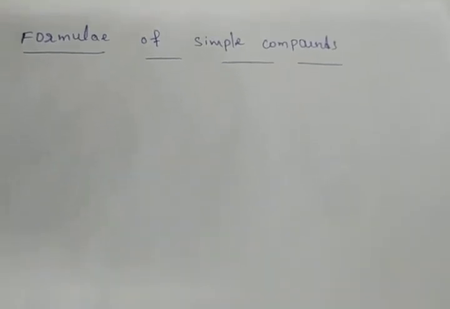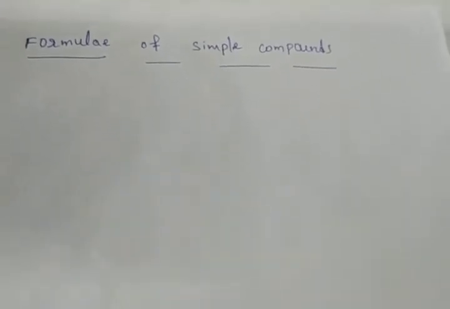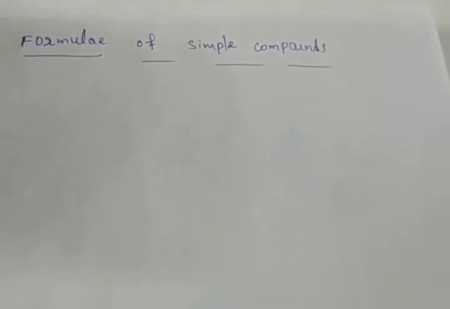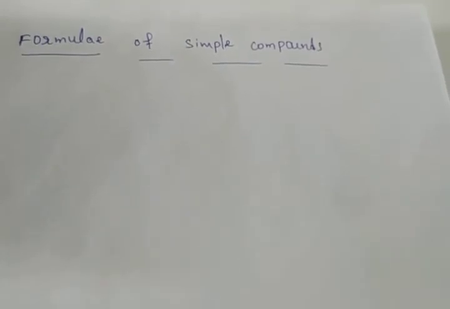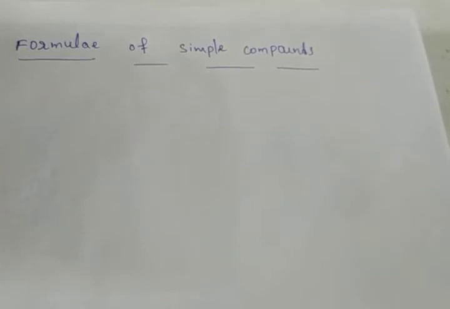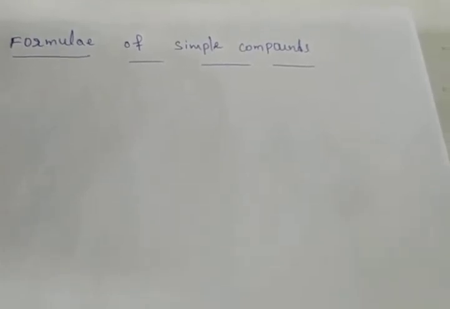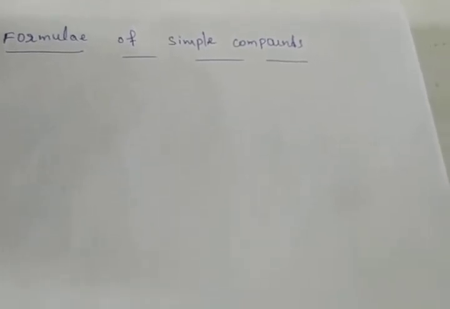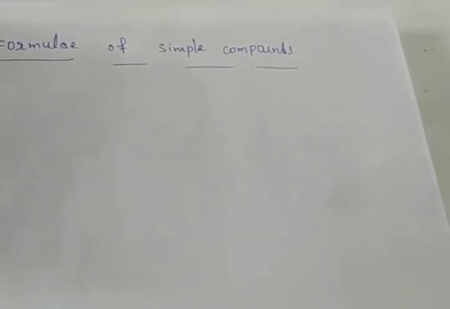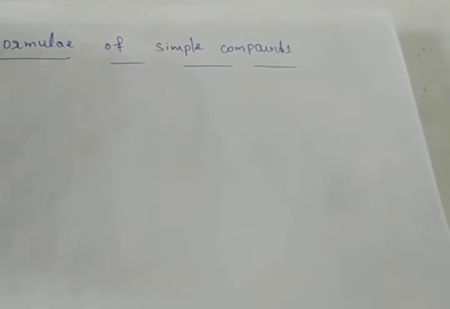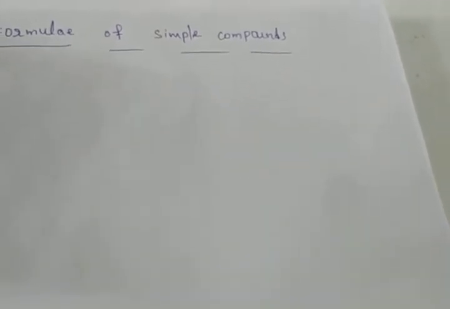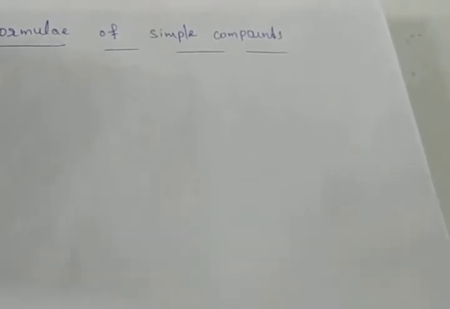Okay, now formula of simple compounds. The simplest compounds which are made up of two different elements are called binary compounds. Valencies of some ions we already discussed in the last class. I gave the table of valencies of some ions. Then we can use these valencies of ions to write the formula of compounds.